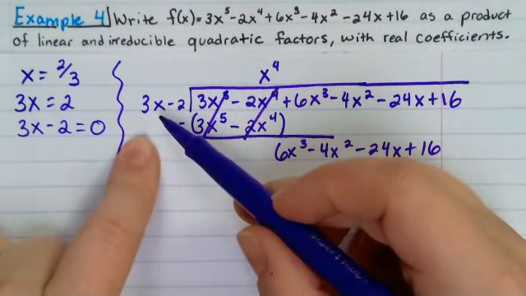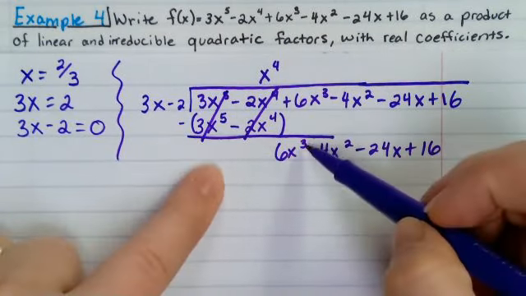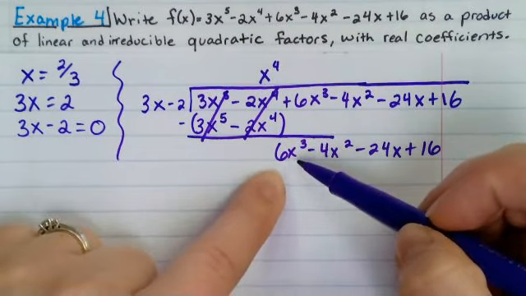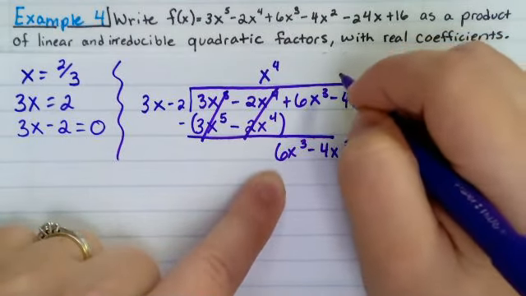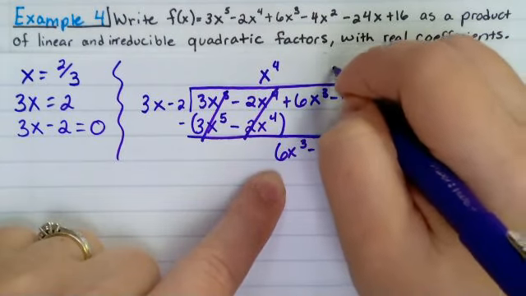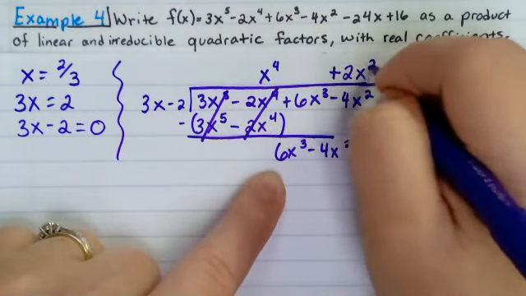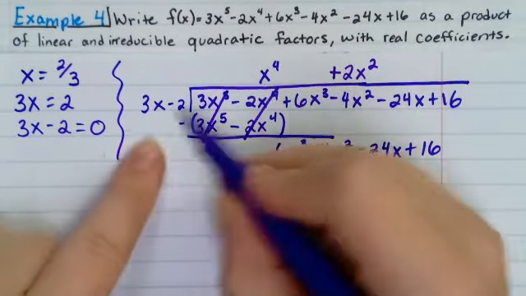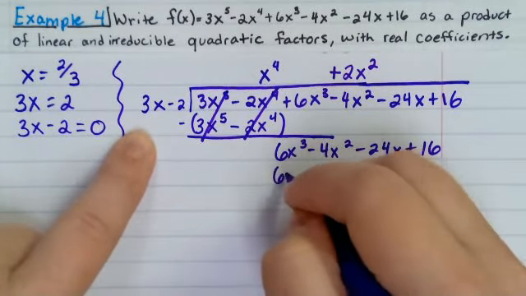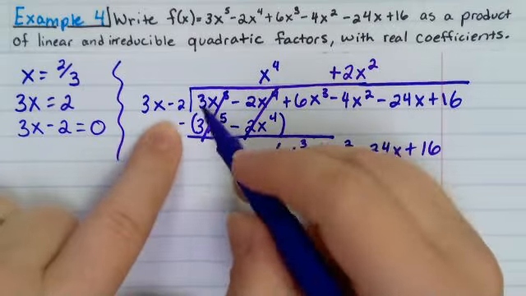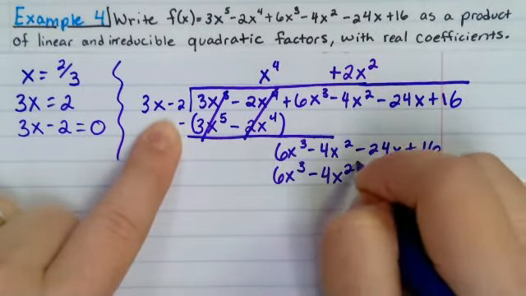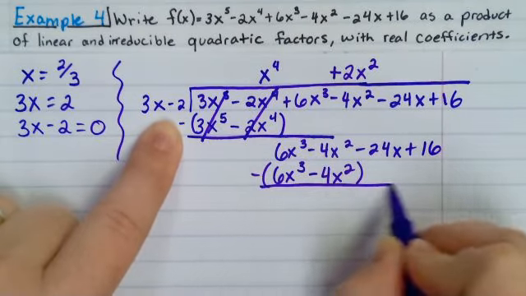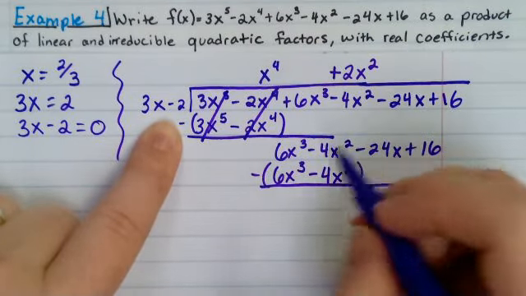Now you're going to do the whole thing over again. 3x times what is 6x cubed? That would be a positive 2x squared, so I'm going to put that over here, plus 2x squared. 2x squared times 3x is 6x cubed. 2x squared times a negative 2 is a negative 4x squared. We're going to then subtract and bring everything down.